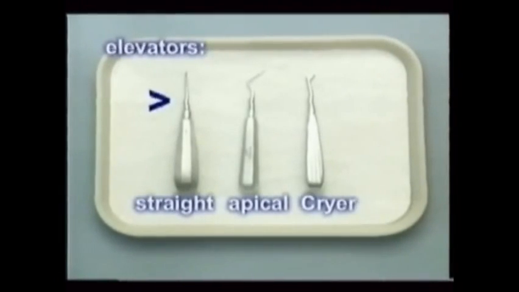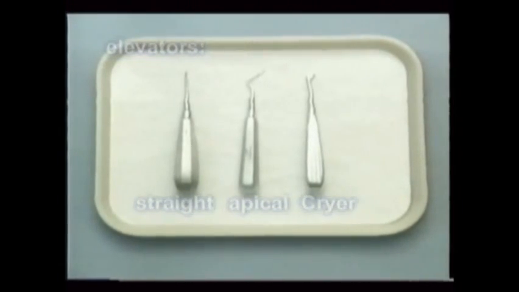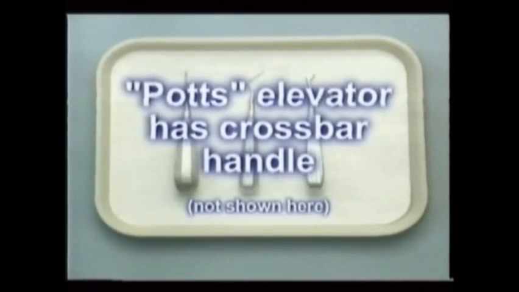Straight elevators work well for front and side teeth. Back teeth's intricate root anatomies and the difficulty of accessing them require using special angled elevators. For example, the Cryer elevator has a pointed triangular tip that engages and lifts a tooth better. Select a left or a right side elevator depending on the side of the mouth being treated. Some elevators, like a Potts, have crossbar handles that help improve lifting power.